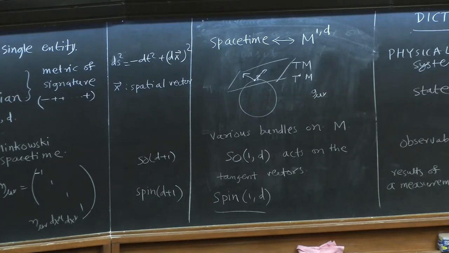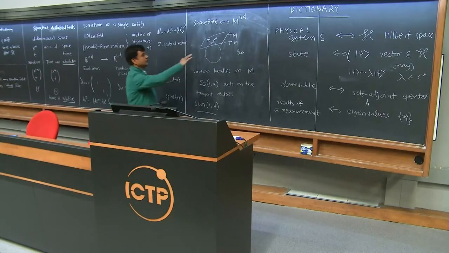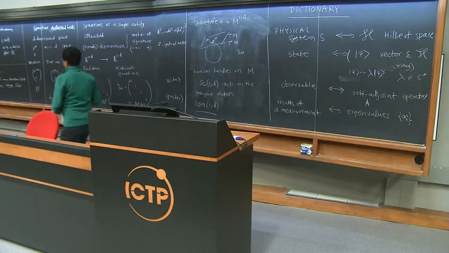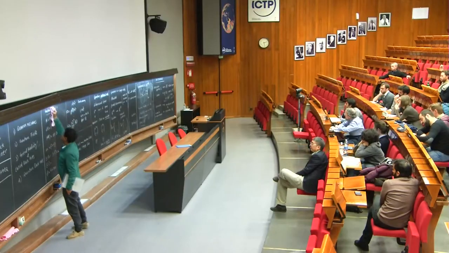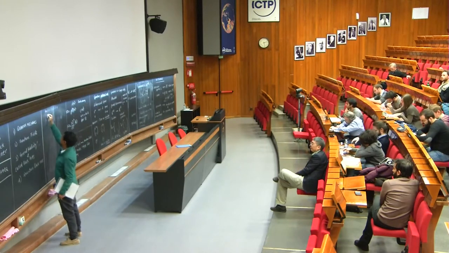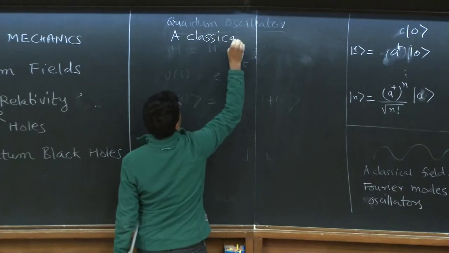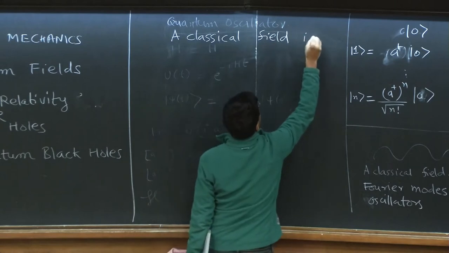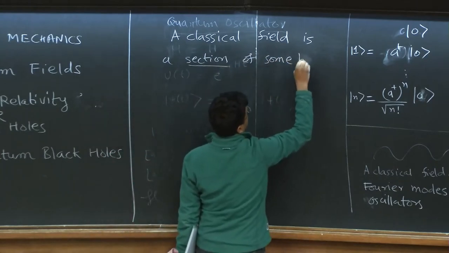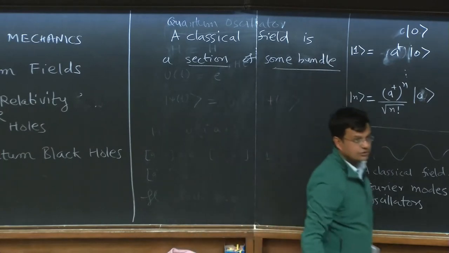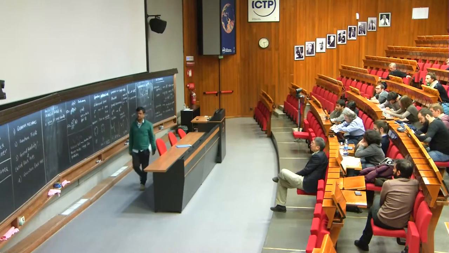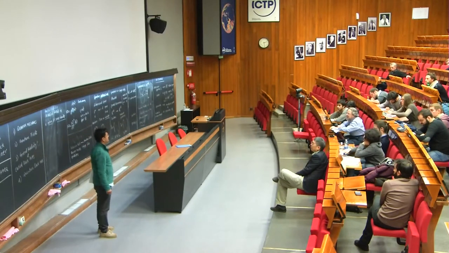I think all mathematicians are usually familiar with Riemannian manifolds. On that, you can define tangent space and cotangent space and various bundles, right? You can take symmetric products. So a classical field in general is a section of some bundle. Depending on what bundle you choose, you call it a scalar field, or a spinor field, or a vector field, or a metric field. So that's the definition of a classical field.